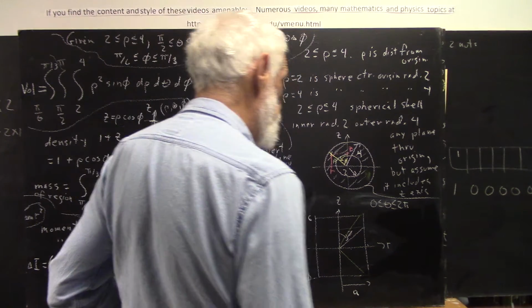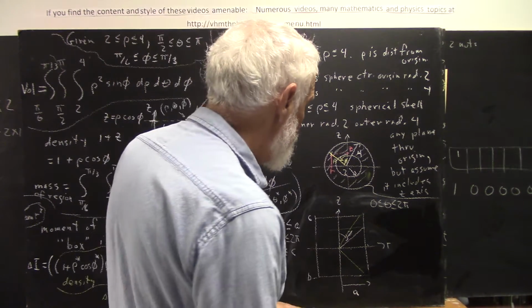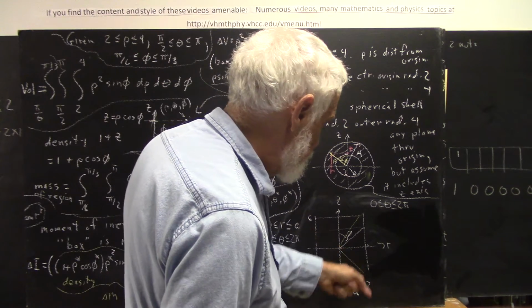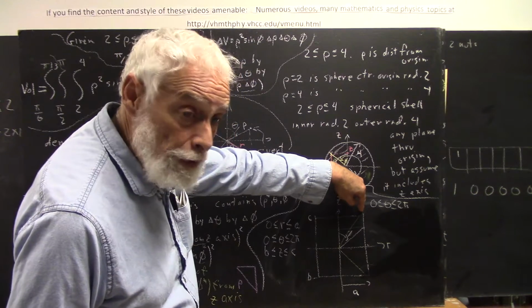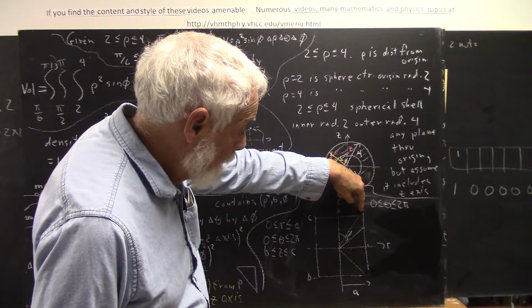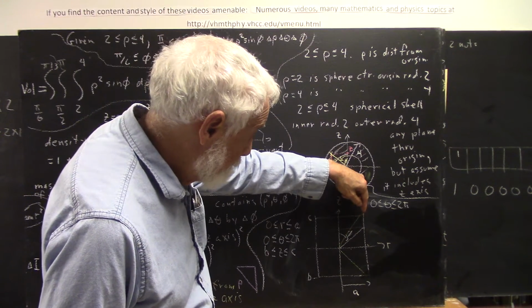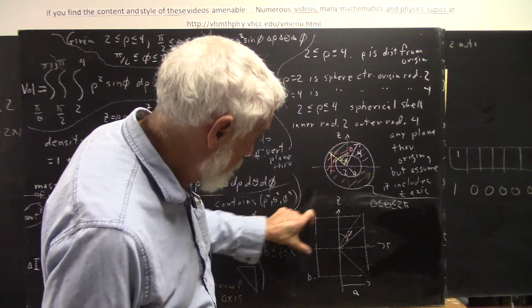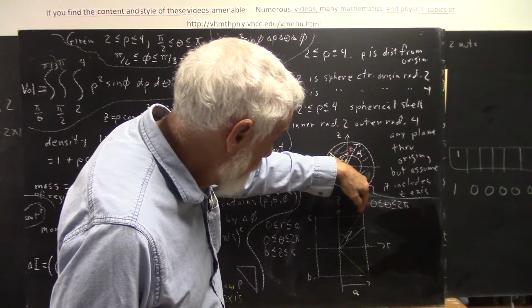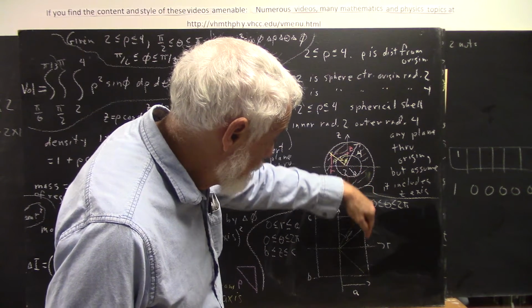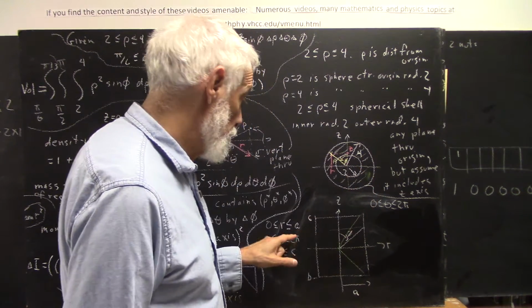So I can say this. Well, let's do up here first because it's easier to see. What's phi here? Well, the sine of phi is c, which is this distance. We just do the right triangle here. The sine of phi is c divided by the radius of the cylinder, which is a.